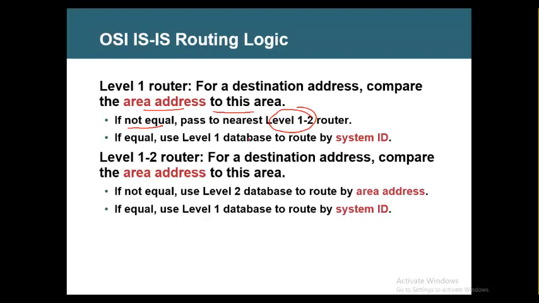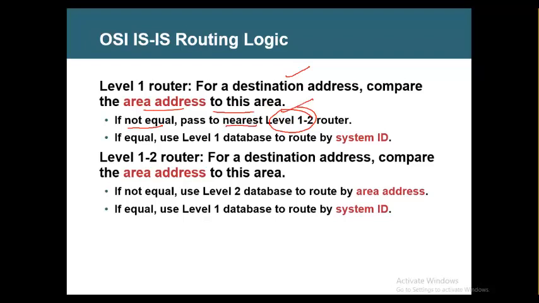Do you understand the point? Yes. So in the destination address, the net ID, if the area ID of the local router and the area ID of the destination are not the same, which means I don't need to see the system ID. I need to simply send it to the nearest L1, L2 router.